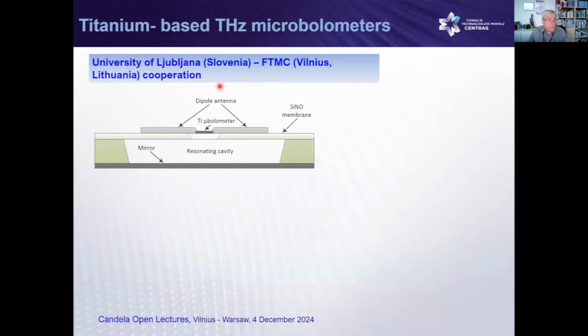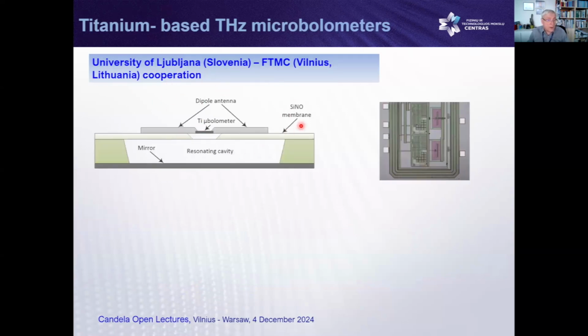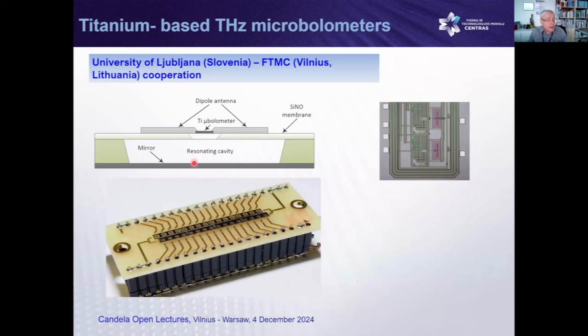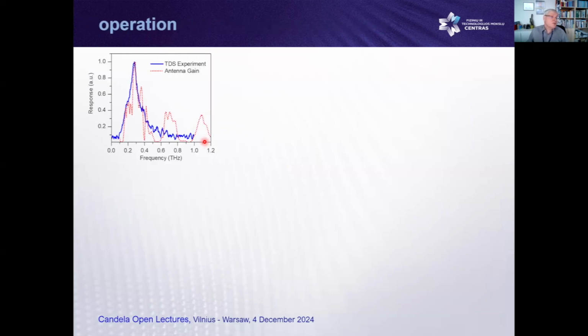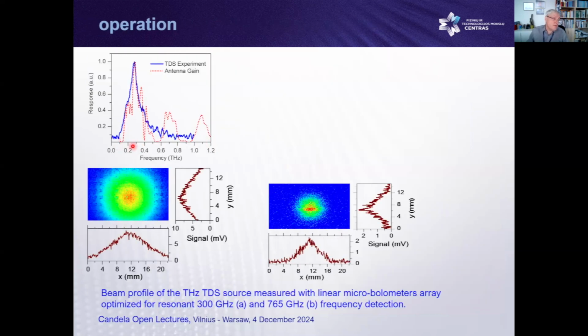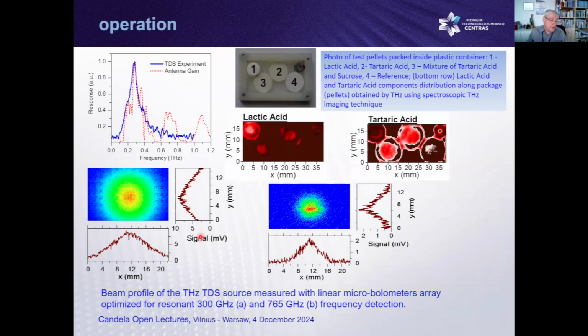Our developments with Ljubljana groups, and what we did is bolometric stuff. It's room temperature operation, titanium-based bolometer emitters, and it looks like that. So we use a resonant cavity here, and what we achieved in this kind of device is good operation. Operation is focused because we applied a resonance antenna. You see here is a Gaussian mode, and this is good for imaging.